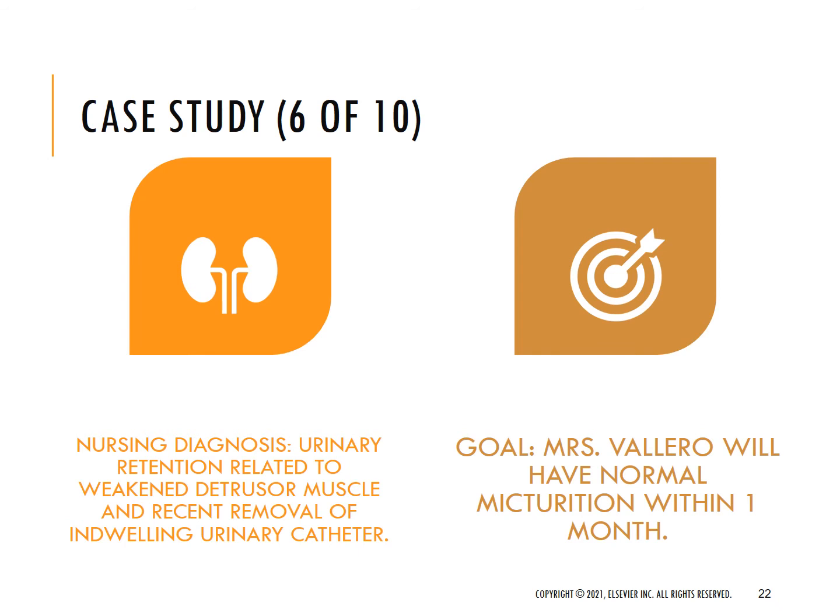So the goal, patient will have normal micturition within 1 month. And micturition means urination. The patient will be able to urinate normally with no complications within 1 month. That's our time frame.